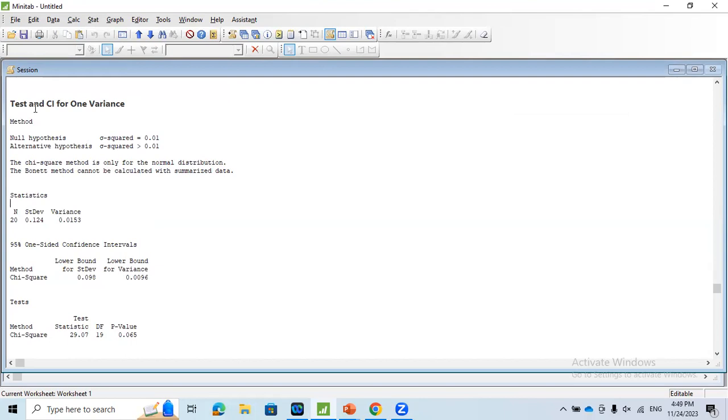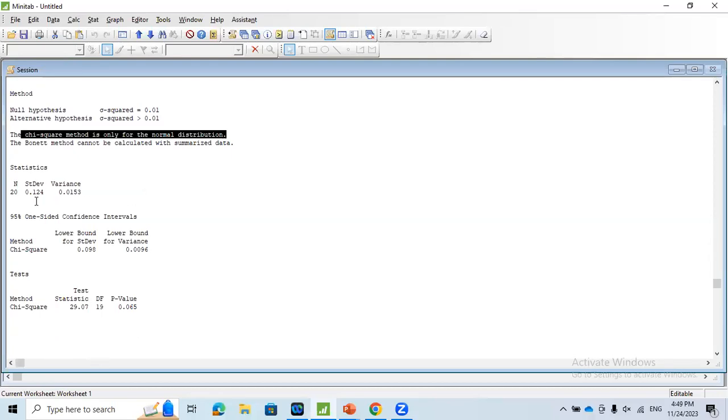We test based on CI for one variance. The null hypothesis is equal, and the alternative hypothesis is greater than, S0, S1. We use the chi-square. Right, for this we have some comment: the chi-square method is only for normal distribution. And the summary is n equal to 20. Standard deviation is 0.124. Variance, you input variance, it calculates standard deviation for you. And it also shows the 95% confidence interval.